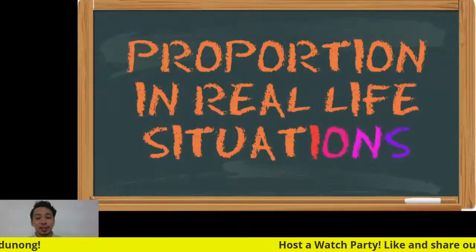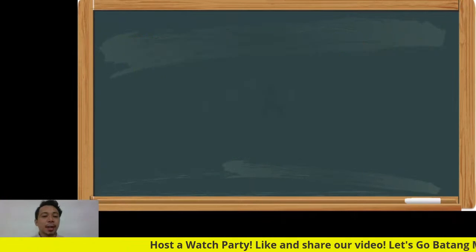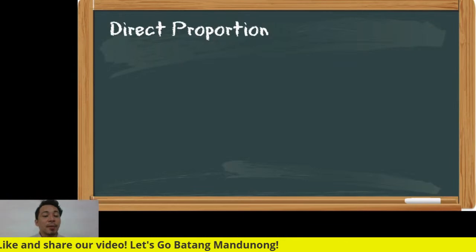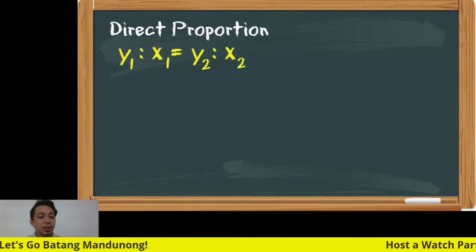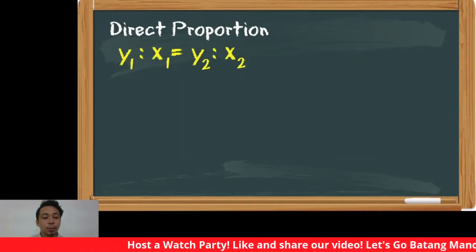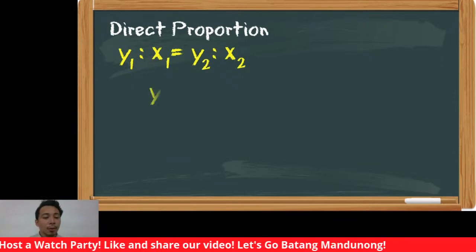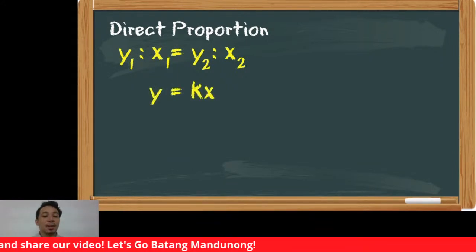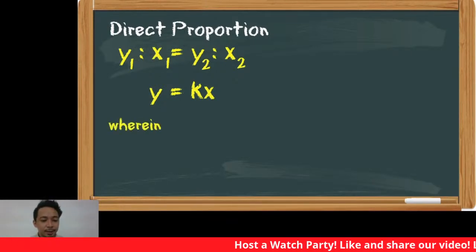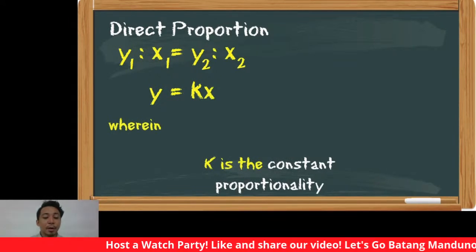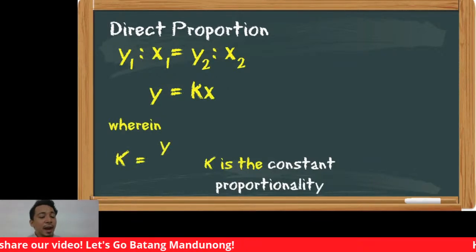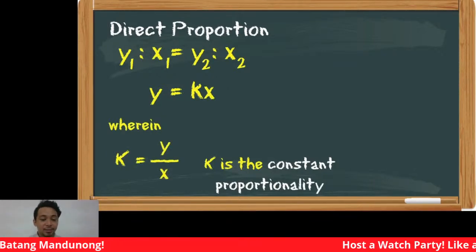Proportion in real-life situations. But before that, let's have direct proportion. We can solve direct proportion using the equation y sub 1 is to x sub 1 equals y sub 2 is to x sub 2. Or you can use y equals k multiplied by x, wherein k is the constant of proportionality. And k can be computed by simply dividing y by x.